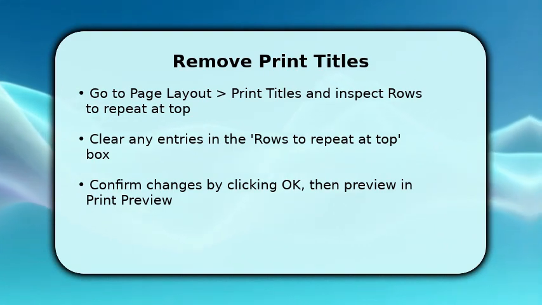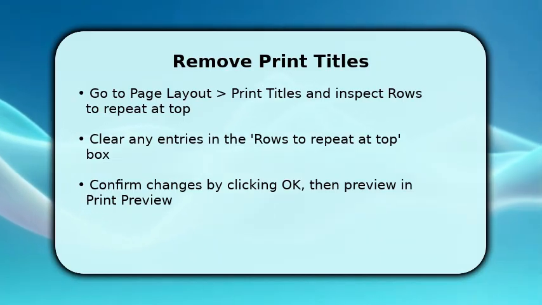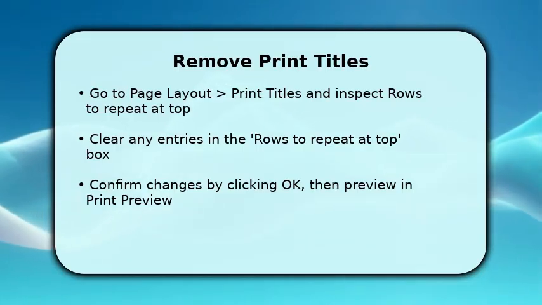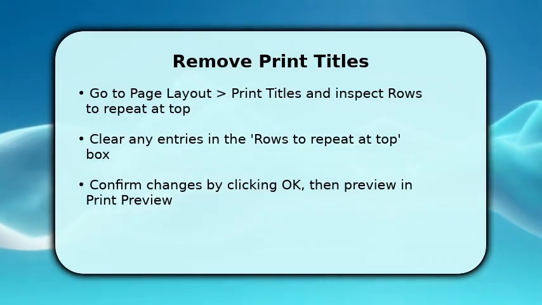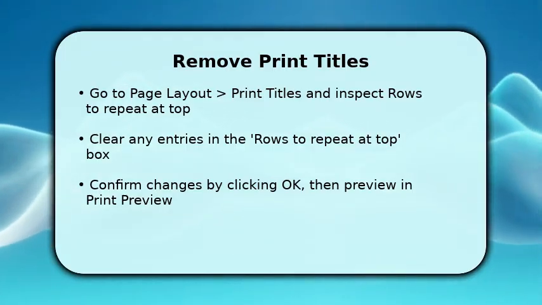Look at the rows to repeat at top field. If it contains a reference, clear it entirely so nothing repeats. Once cleared, click OK and immediately use Print Preview to confirm the heading no longer repeats. This step shows why clearing the field is effective and prevents accidental repeats.